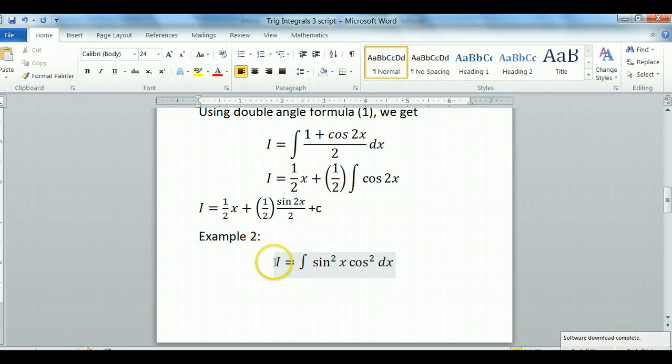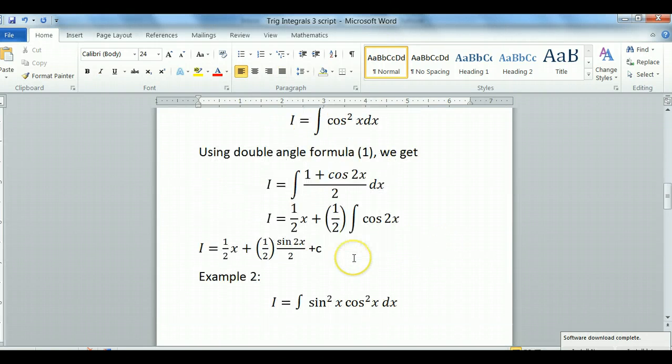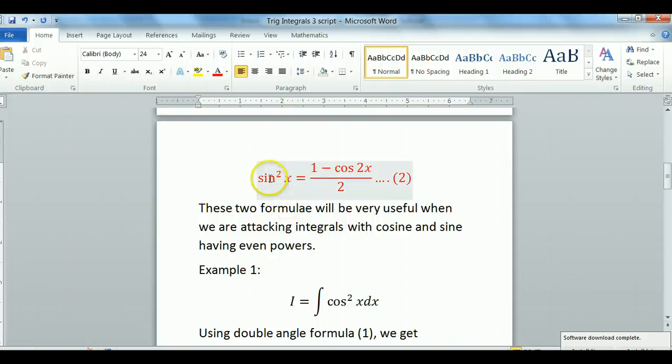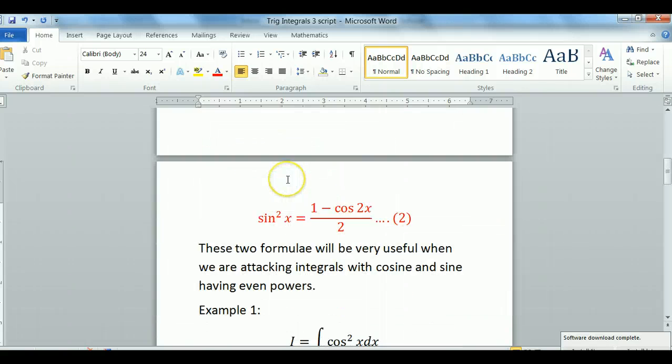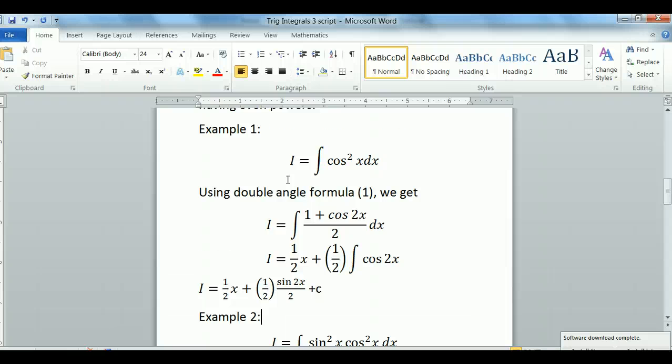Now let's look at a more cumbersome question. Suppose we need to evaluate the integral of sine squared x cosine squared x. Once again, there is no other way out other than to replace the sine squared x and the cosine squared x by the corresponding double angle formula. So we notice that sine squared x is 1 minus cosine 2x over 2, and cosine squared x is 1 plus cosine 2x over 2. We plug in those values here.